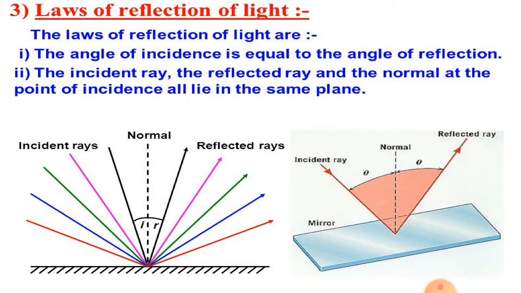So angle I is always equal to angle R. This is the second law of reflection of light. So this is about the laws of reflection. There are two laws of reflection, first law and second law. According to the first law, the incident ray, the reflected ray and the normal all lie in the same plane at the point of incidence. And according to the second law, the angle of reflection is always equal to the angle of incidence, or we can say the angle of incidence is always equal to the angle of reflection.